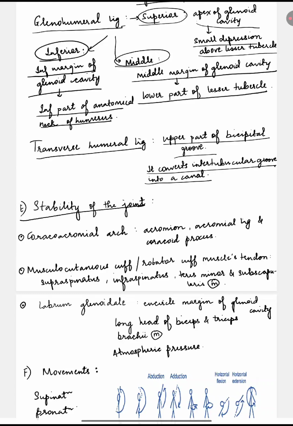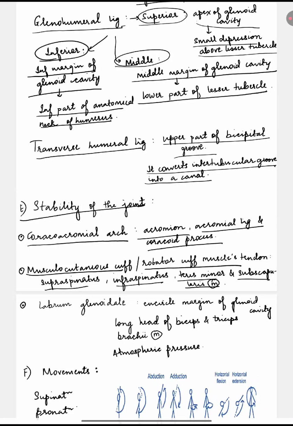Stability of the joint: the coracoacromial arch, where the coracoacromial ligament and coracoid process are present. The musculotendinous cuff or rotator cuff: supraspinatus, infraspinatus, teres minor and subscapularis muscles. The glenoid labrum encircles the margin of the glenoid cavity, the long head of the biceps and triceps brachii muscle, and also atmospheric pressure is important.